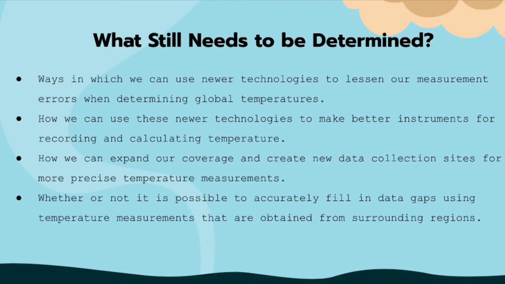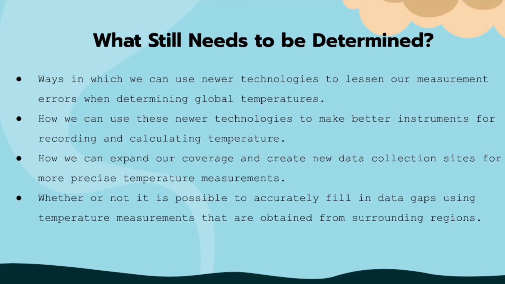So, what still needs to be determined about determining temperature? Well, for one, we still need to determine whether or not it is possible to lessen our measurement errors. As new technology arrives, we need to find out whether or not it is possible to create new instruments using these technologies that might help us solve that problem by giving us more accurate measurements.